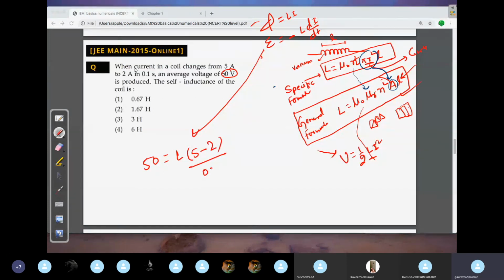The time is 0.1 second. That's it. So we'll get from here, you cross multiply, 50 into 0.1 means 1 by 10 into what? We'll get 1 by 3 Henry. Henry is the L value. That's it. So we'll get 5 by 3. What is 5 by 3?